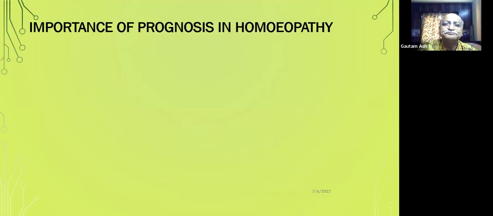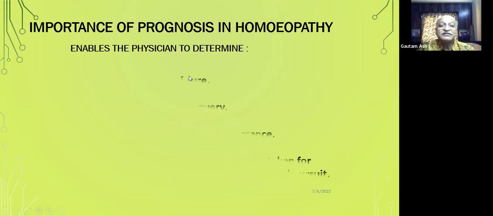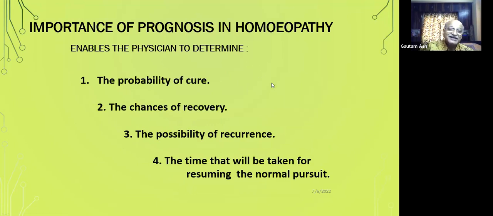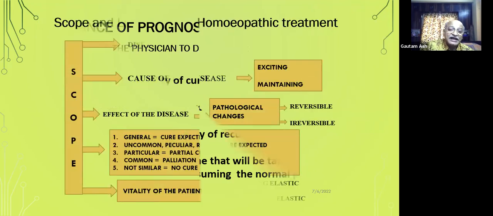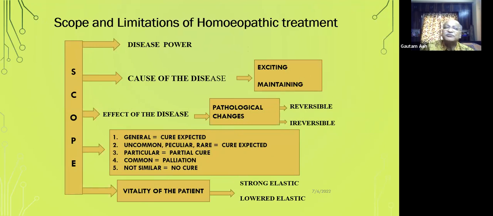Then what about prognosis? What is the importance of prognosis? Let us see. It enables the physician to determine the probability of cure, the chance of recovery, the possibility of recurrence, and the time that will be taken for resuming normal pursuits. If we know all this, accordingly we will treat. We'll take the help of another system or specific measures, or a combination of both, to prevent the recurrence. We'll take the help of intercurrent medicines, because the chance of recovery for complete cure and recurrence have to be checked like this.